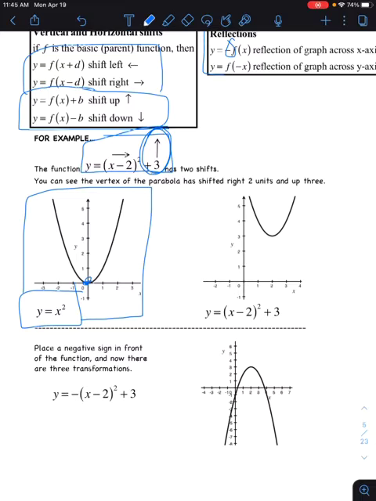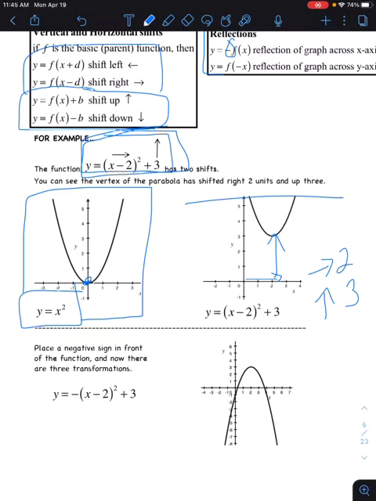So when somebody looks at this function here, they can see that it has 2 shifts. It shifts right 2, up 3.